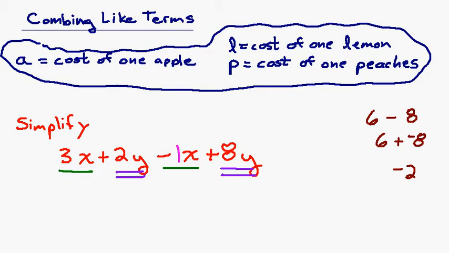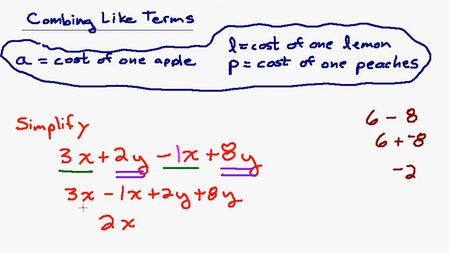You don't have to do this next step I'm going to write down, but you might want to. You could rearrange these as 3x minus 1x plus 2y plus 8y, putting the like terms next to each other. You don't have to do that, but you can, and that's the commutative property. It says you can change the order that you're adding things, and it's okay. You know, 5 plus 6 is the same as 6 plus 5, so we can move that stuff around. So 3x take away 1x would be 2x. This is the actual combining of the like terms here. 3x take away 1x is 2x, and 2y plus 8y is 10y.